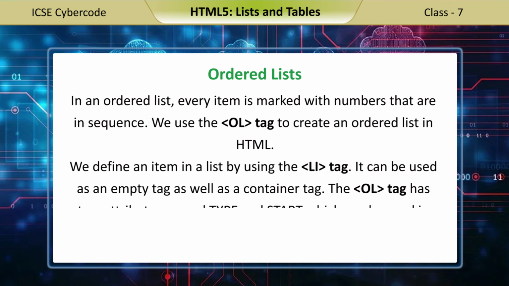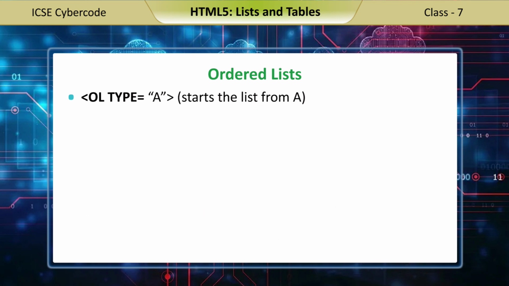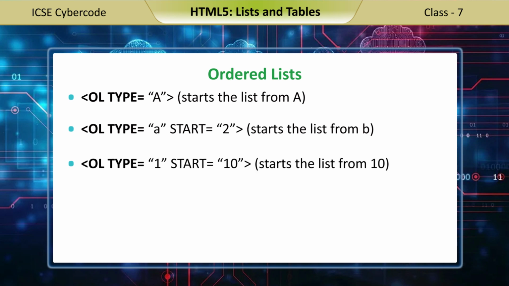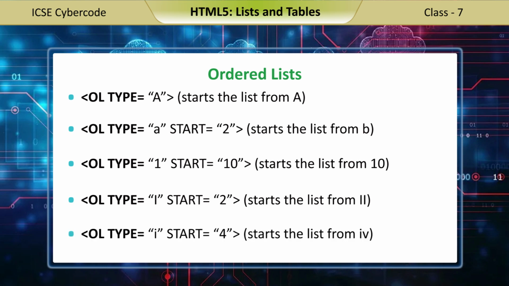The OL tag has two attributes, named type and start, which can be used in the following way. OL type is equal to A starts the list from A. OL type is equal to A, start is equal to 2, starts the list from B. OL type is equal to 1, start is equal to 10, starts the list from 10. OL type is equal to I, start is equal to 2, starts the list from 2. OL type is equal to I, start is equal to 4, starts the list from 4.